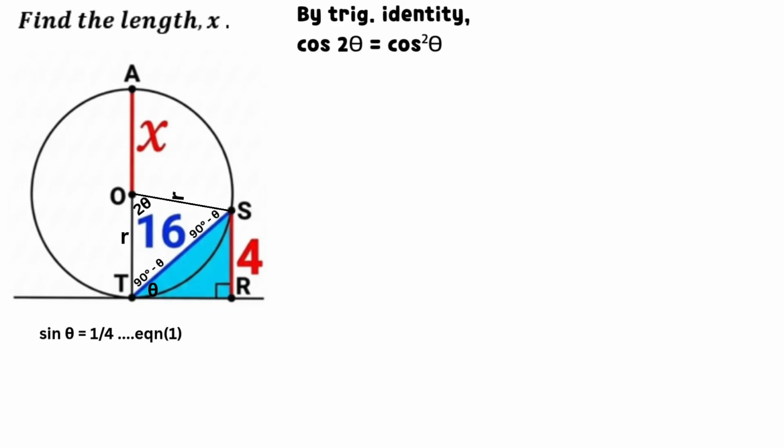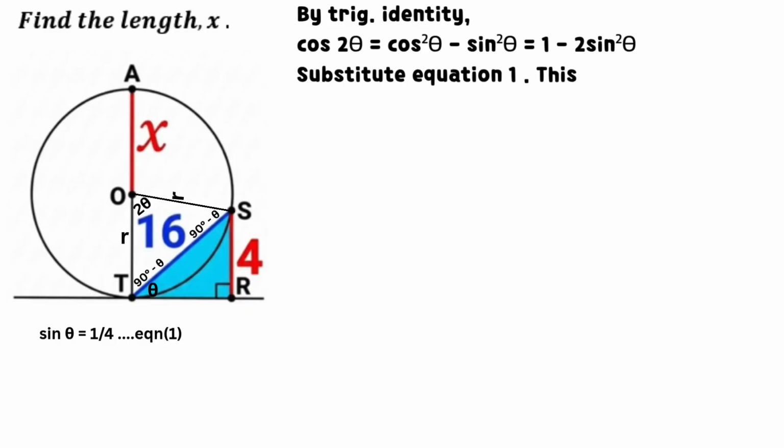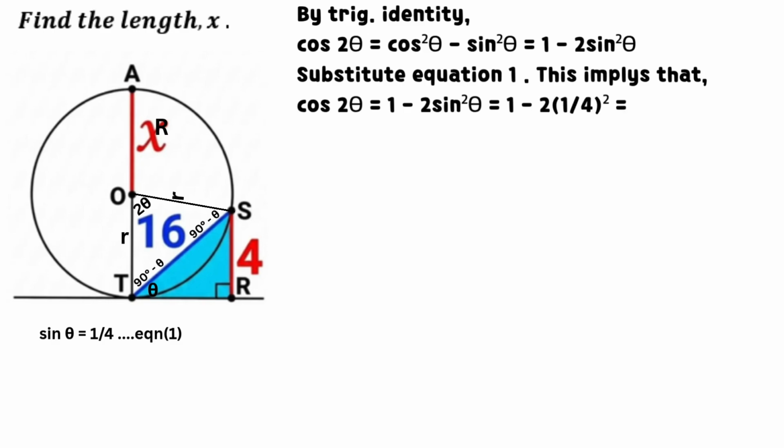By trigonometric identity, cosine 2 theta equals 1 minus 2 times sine square theta. Substitute equation 1. This implies that cosine 2 theta equals 1 minus 2 times sine square theta, which equals 1 minus 2 times 1 over 4 squared. The result equals 7 divided by 8. We call it equation 2.